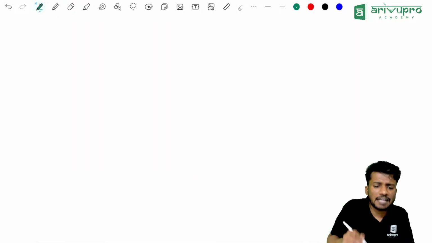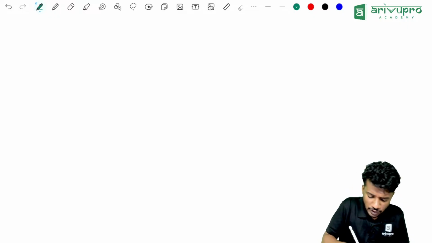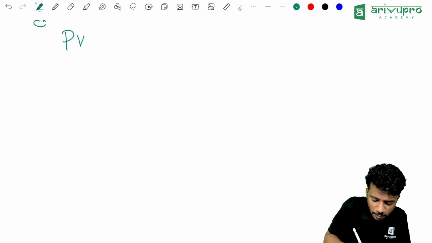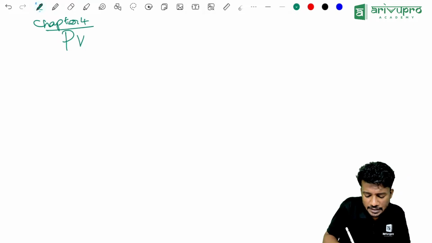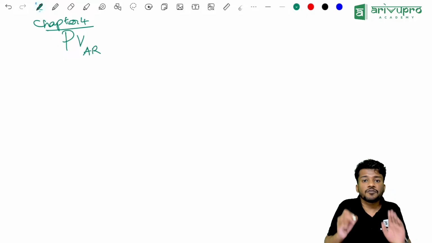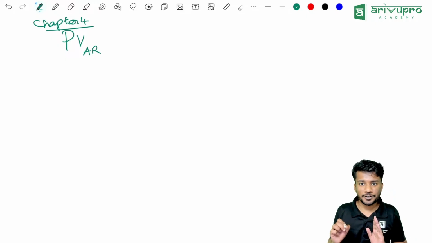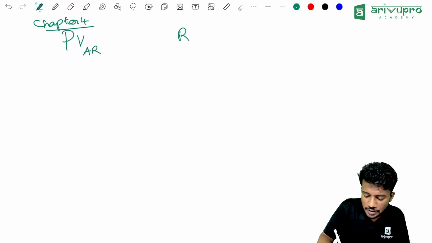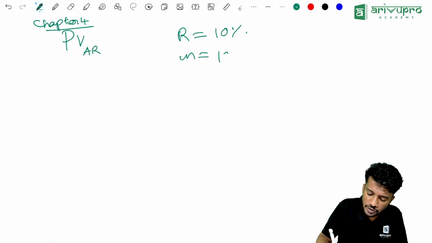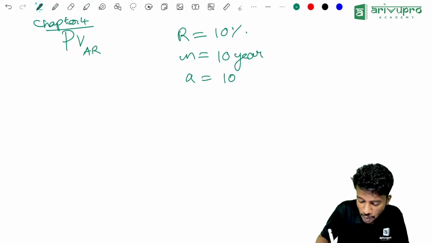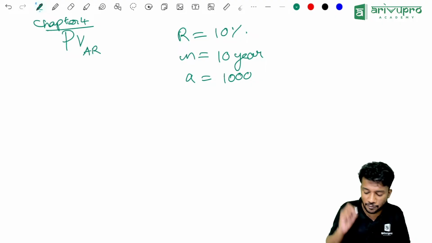So while finding present value, we were using PV in Chapter 4. While finding the present value of a regular annuity, we were using the GT method. Do you remember that? Sometimes our rate percentage is given as 10%, the number of years is given as 10 years, and the annuity amount is given as 1000. Then what is the present value is the question.